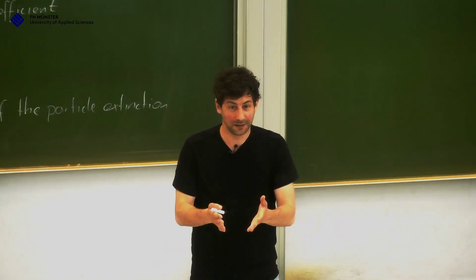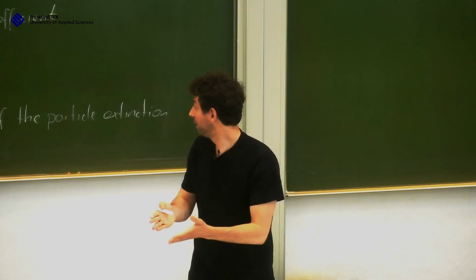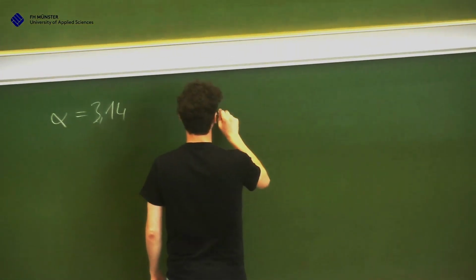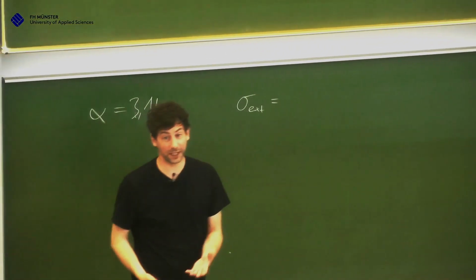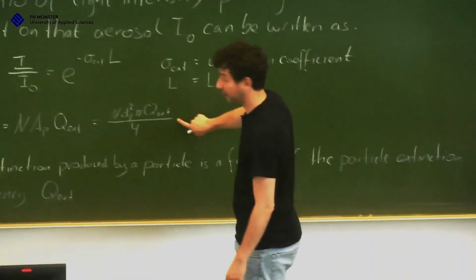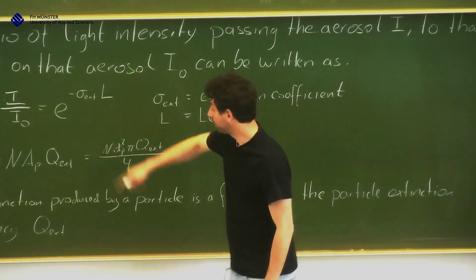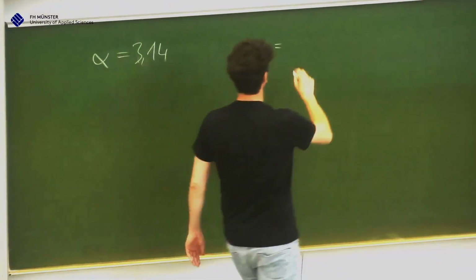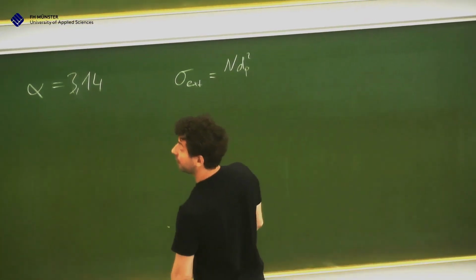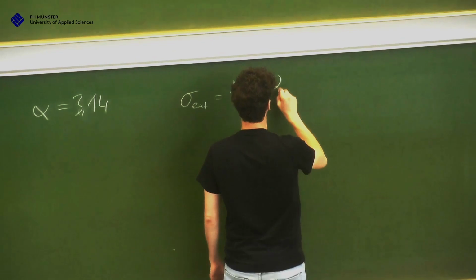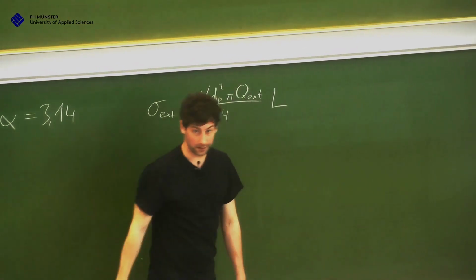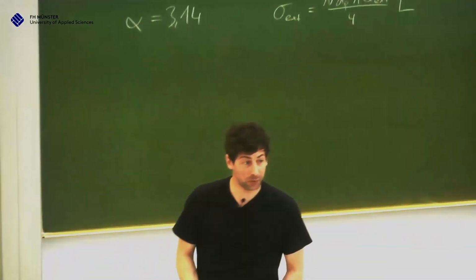We have to calculate sigma extinction. Sigma extinction, exactly. So we need sigma extinction. And for sigma extinction, we have the formula n multiplied by this, right? So we have the formula, and this is n, d_p, and then we have pi Q_x divided by 4 times L. So we have everything, but what is missing?